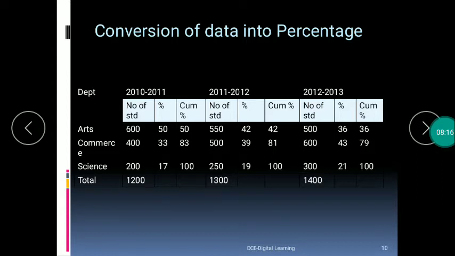So for 2010-11, these are the absolute values and these are the percentages calculated. 600 divided by 1200 into 100, that comes to 50%, 33% and 17% respectively. So in order to make our drawing easy, we have accumulated these percentages. 50 plus 33, that comes to 83. 83 plus 17, that comes to 100. Similarly, for the other 2 years, we have to calculate the percentages in the same way.